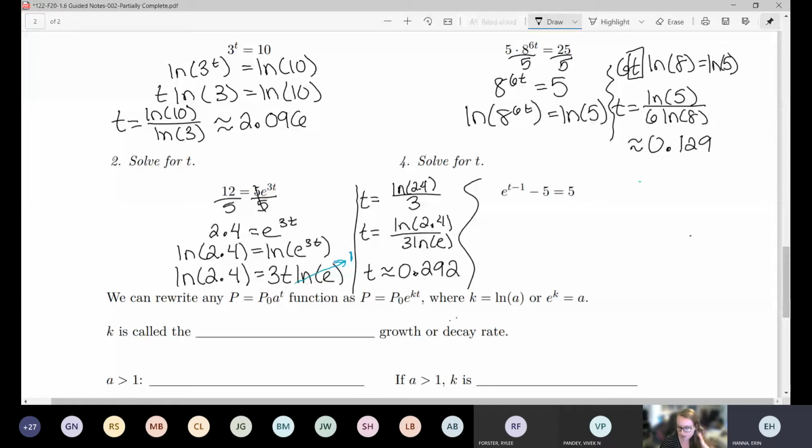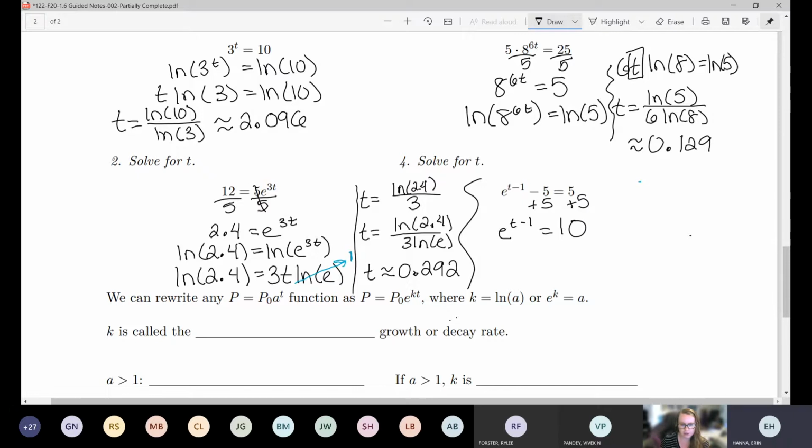All right, so in the next one, we want to solve for this t again, so we need to isolate the exponential term, just like always. But here we don't have multiplication, we have that we are subtracting that 5. So to get that over to the other side, we have to add 5 to both sides, giving us e to the t minus 1 equals 10.